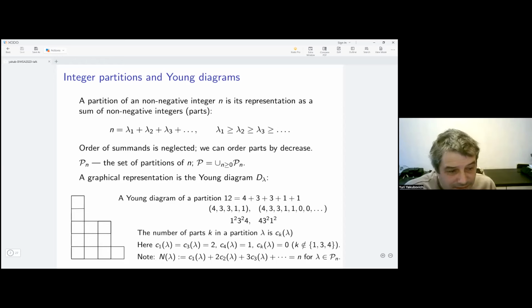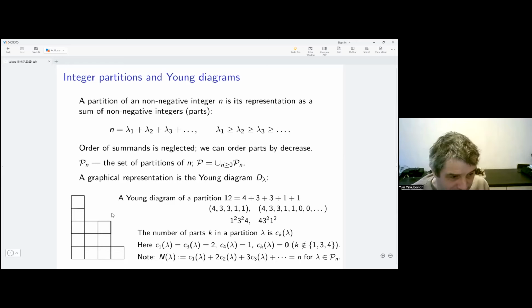We can choose any order we like, and it is common to choose a decreasing order, so that these summands, which are called parts, are decreasing. I will denote the set of all partitions of n by P(n), and by P I will denote the set of all partitions. And it is natural and very useful to consider the following graphical representation, a Young diagram.